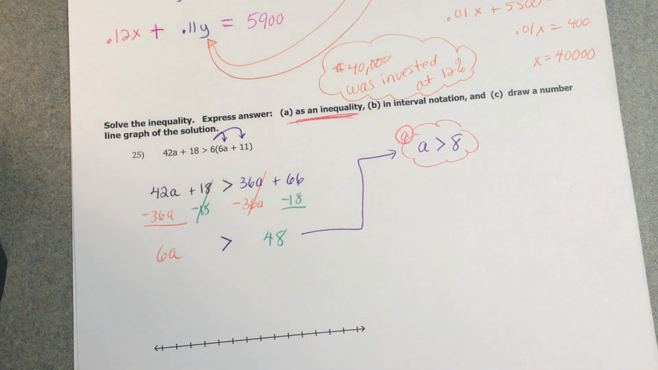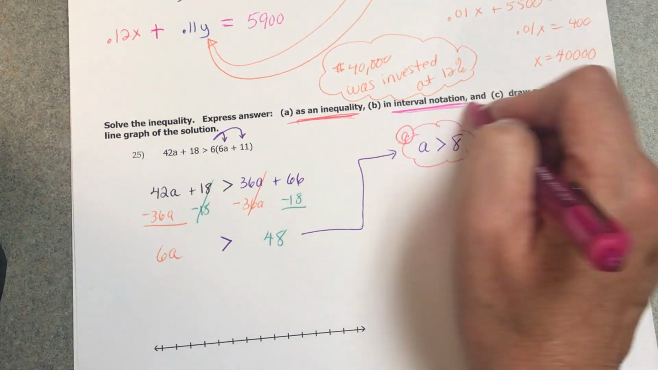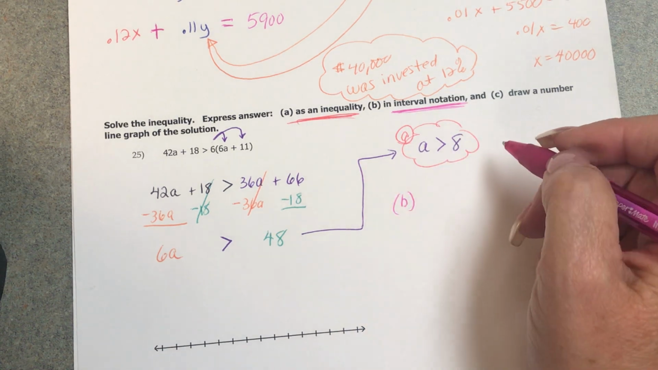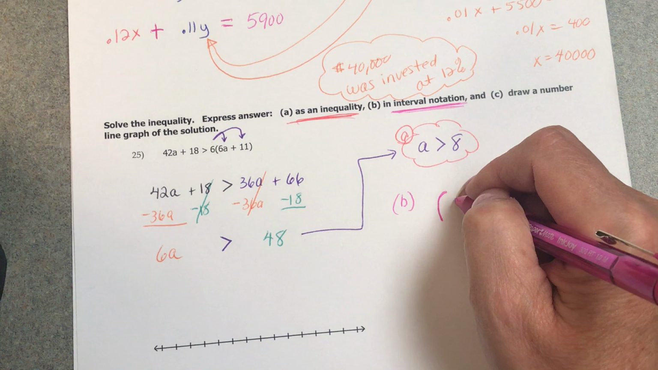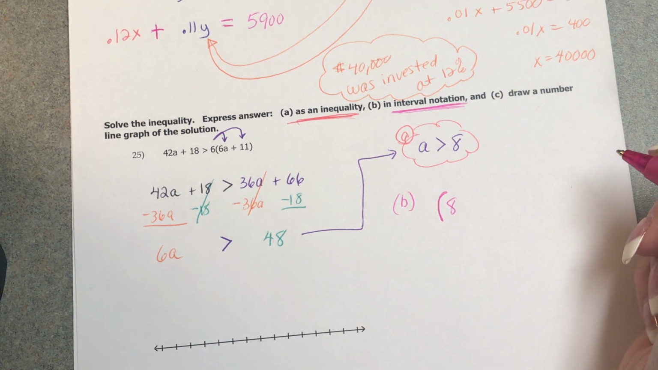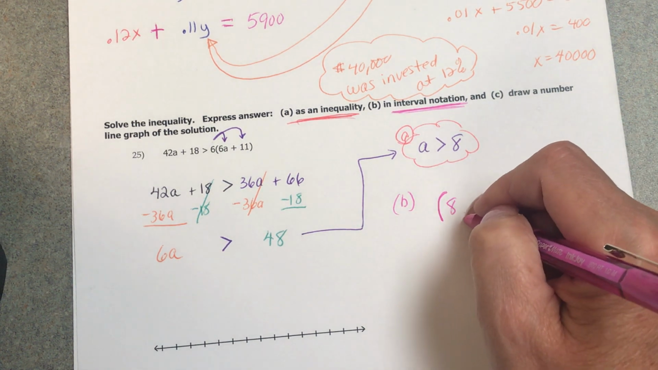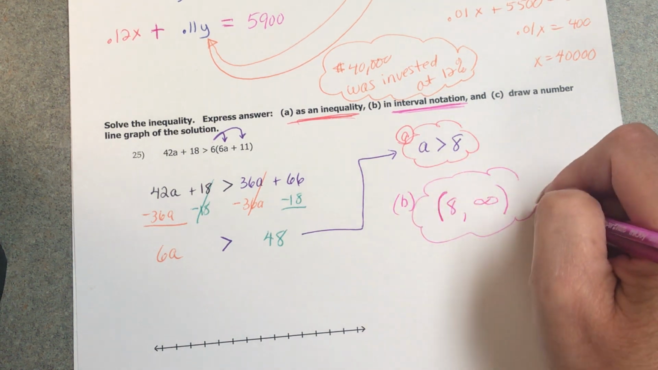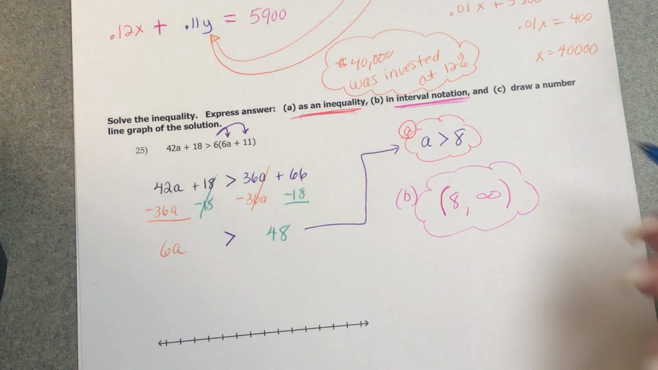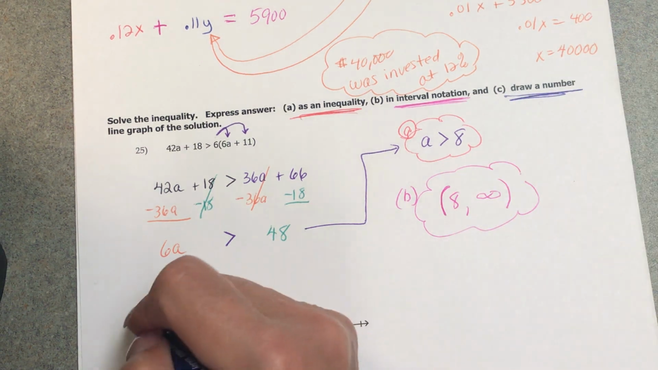Part B says put it in interval notation. Okay, if a is greater than 8, it's going to start at 8 but not include it. So don't use a bracket, use a parenthesis. And then keep going till infinity. So that's part B. And then part C is draw a number line graph.